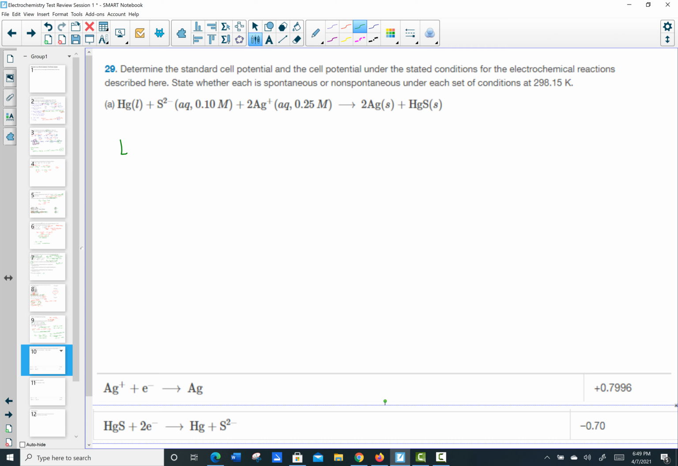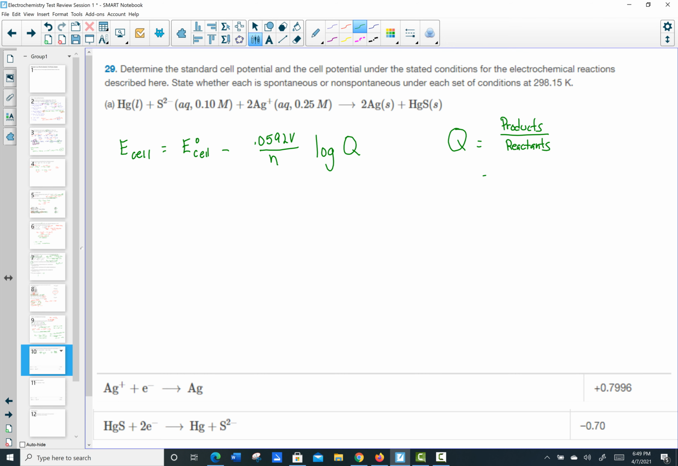The Nernst Equation lets me calculate the E cell for non-standard conditions by using the equation as follows: the standard E cell minus 0.0592 volts over n, log Q, where Q represents the reaction quotient, products over reactants. Q would be products over reactants using the concentrations provided within the standard cell notation.